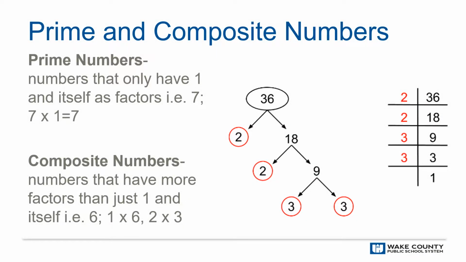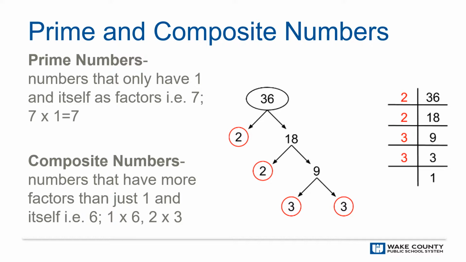We also have to understand prime and composite numbers. Prime numbers are numbers that only have 1 and itself as factors. For example, the number 7. The only factors that 7 has are 1 times 7. Composite numbers are numbers that have more factors than just 1 and itself. For example, 6. 6 has factors of 1 times 6 and 2 times 3.